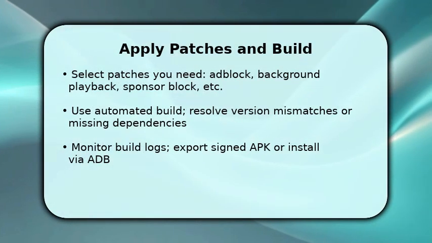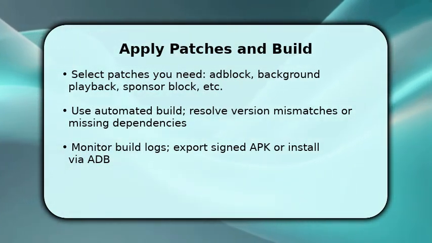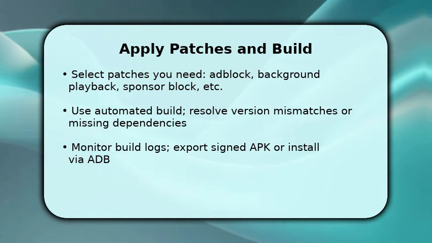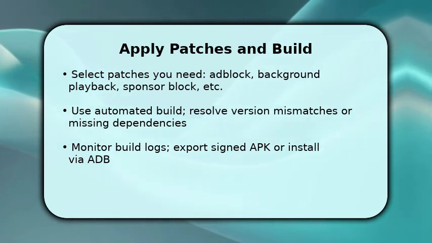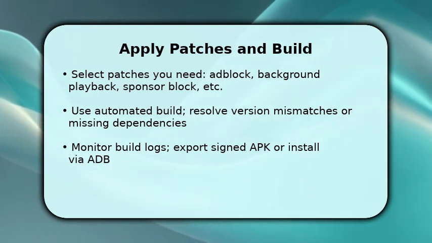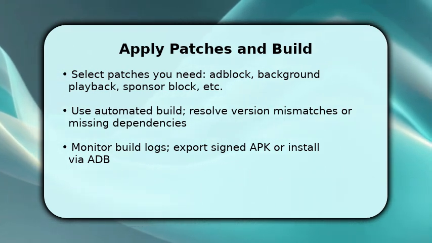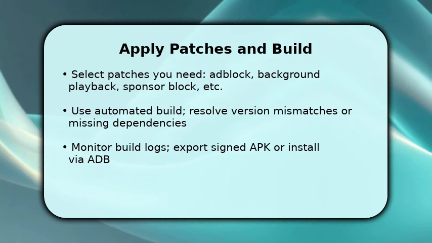Once you select your target app, pick the patches you want: ad blocking, background playback, sponsor skip, or UI tweaks. Then use the manager's build process. It usually automates patch application and signing. If the builder reports version mismatches or missing dependencies, update or supply the correct YouTube APK and retry.